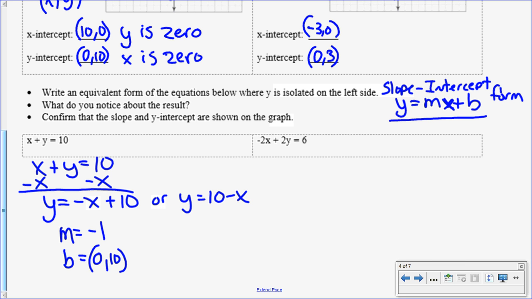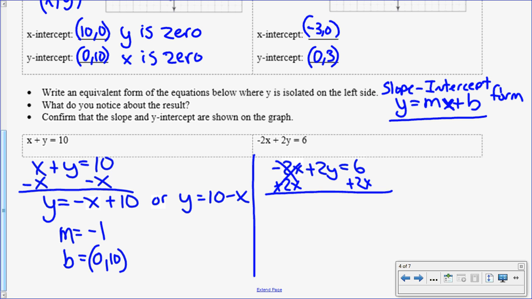Okay. Now, if I do the same thing with the other equation that we graphed, I'm going to draw a line here to separate these two guys. All right. Okay, so if I take negative 2x plus 2y equals 6, again, I got to move it over and solve for y. So I'm going to move the 2x over and get 0 over here. So I'm left with 2y equals 2x plus 6.